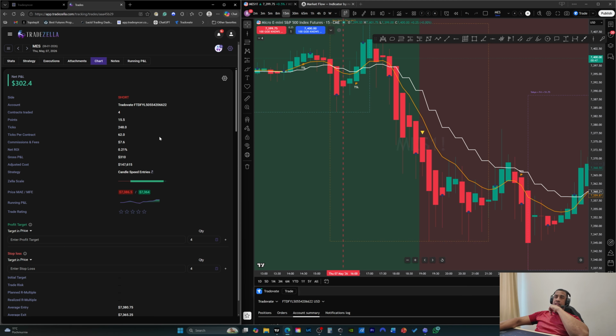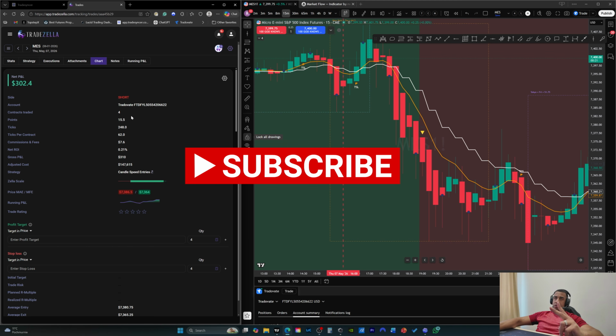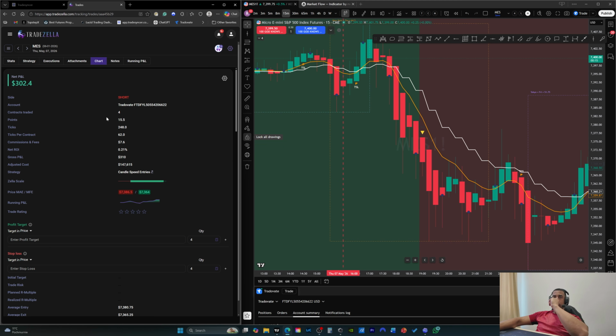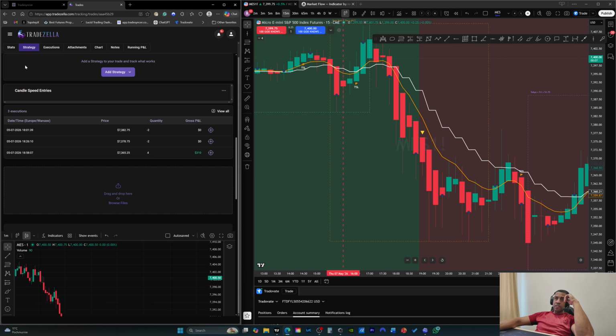$302. Now this one ended up with 4 micros, but originally I entered with 2 because I am copying. I'm trailing this account; this is not my lead account. I'm entering with another account, only entering 1 micro and copying 2 to this account, and then I added again, and that's how I ended up with 4. But my max position should be 3 anyway. So this one was a strategy entry, candle speed.